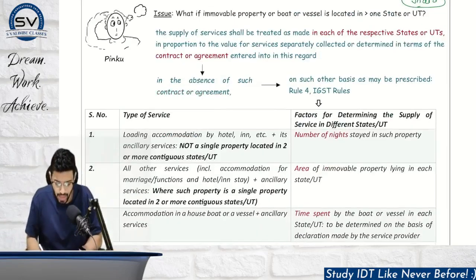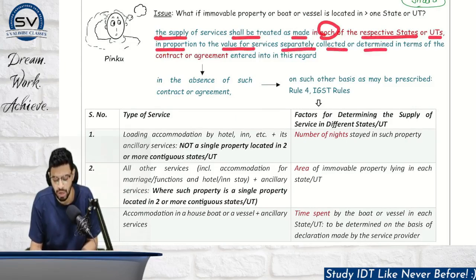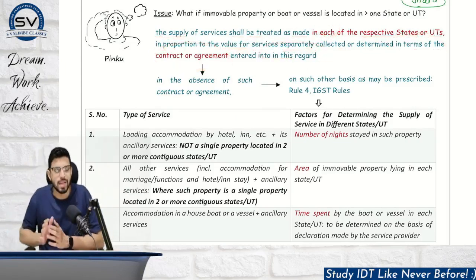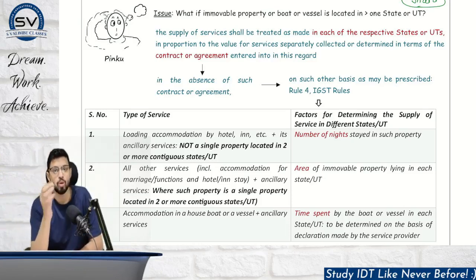Okay, now see. The supply of services in that case shall be treated as made in each of the respective states or union territories in proportion to the value of services separately collected or determined as per the terms of the contract or agreement entered into. So basically what the law is saying is that each of the states involved in the transaction, let's say Delhi, Haryana, whatever it is, every state will have the place of supply. But to what extent?